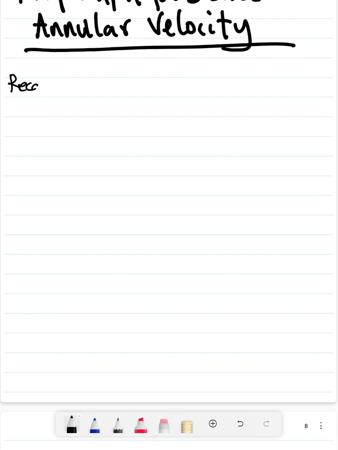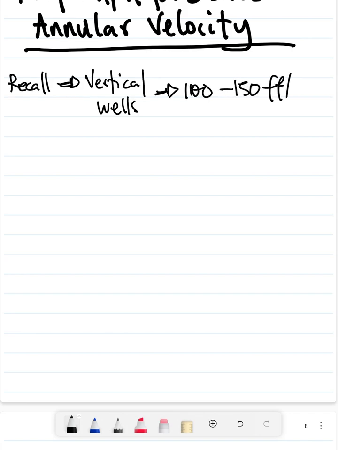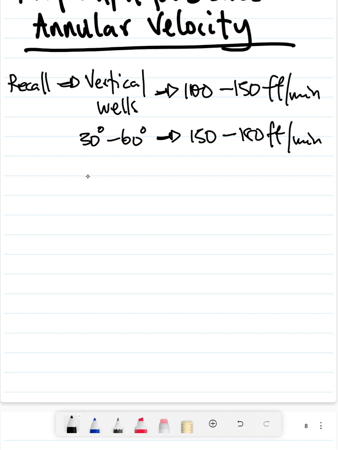let's recall that for vertical wells, we know that the required annular velocity should be between 100 to 150 feet per minute. In wells between 30 degrees and 60 degrees, we need about 150 to 180 feet per minute. And in wells that are horizontal, we need 180 to 220 feet per minute of annular velocity.